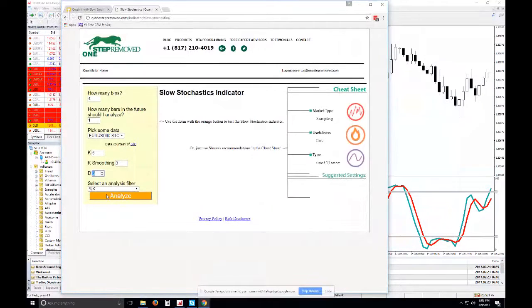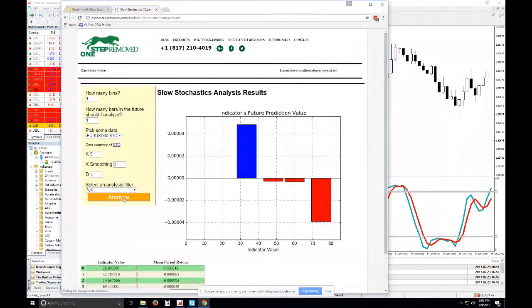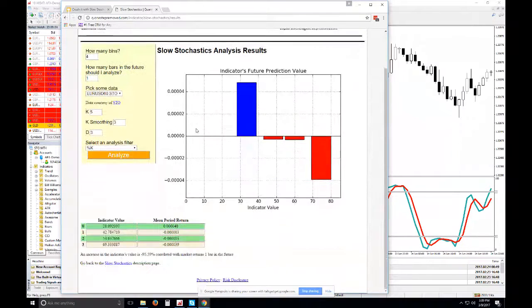And when I do that, we're analyzing one bar in the future on 1 hour data. So this is telling us when the %K is a certain value, how much do we expect the market to go up or down? And this is already a fantastic start. It's not very often that you see indicators spit out such a clear sign of market direction.